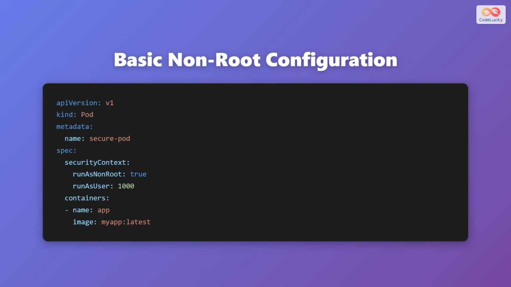Let's look at a basic non-root configuration. This is a simple pod manifest where we define the security context. Under the spec section, we add a security context block. Inside it, we set runAsNonRoot to true, which enforces that the container must run as a non-root user. We also set runAsUser to 1000, explicitly specifying the user ID that the container processes should use. Then we define our container with a name and image as usual. This simple configuration ensures your pod runs with non-root privileges.